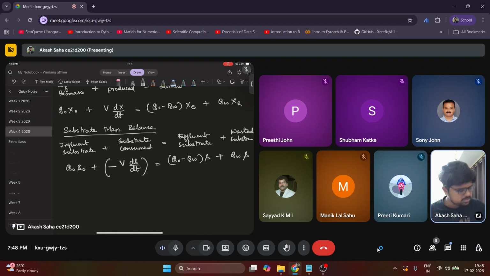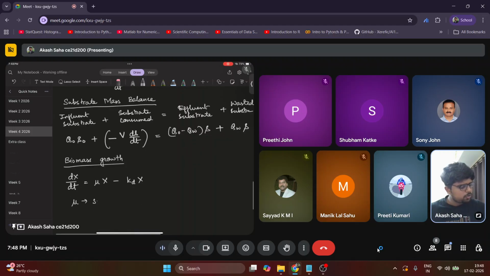So how do we find this out? First we will see the biomass growth, or dx by dt. So how will we write this dx by dt? We will write it as mu x minus kd x. So what does that mean? Mu we know is the specific growth rate, and kd is the decay rate.